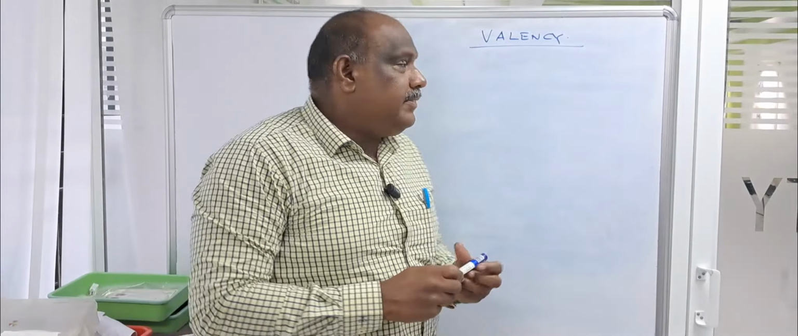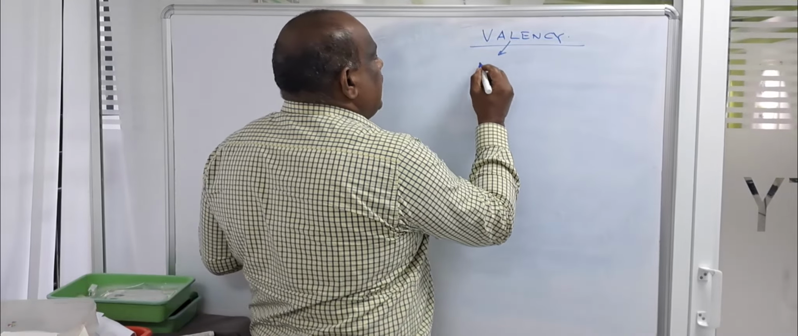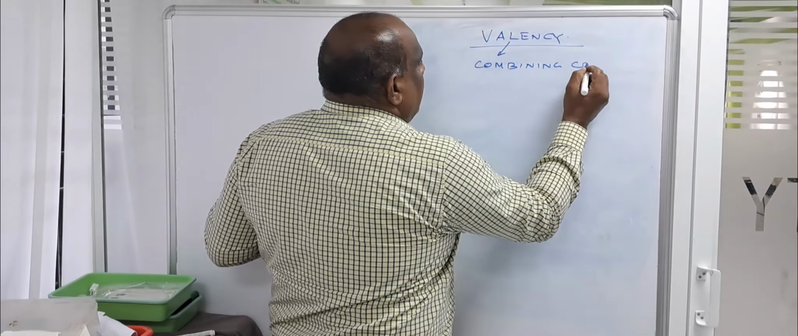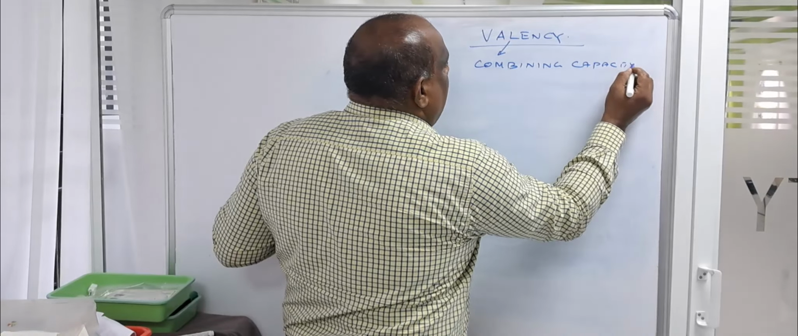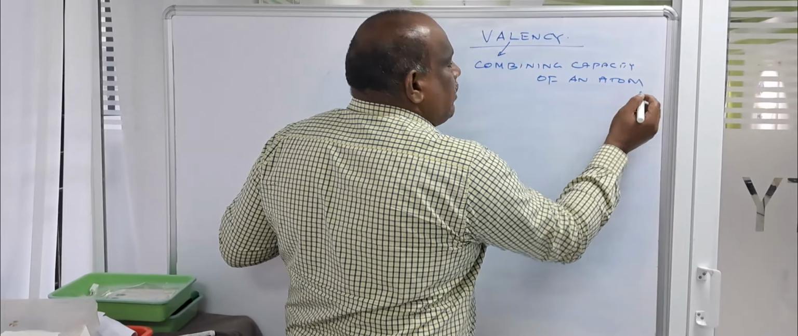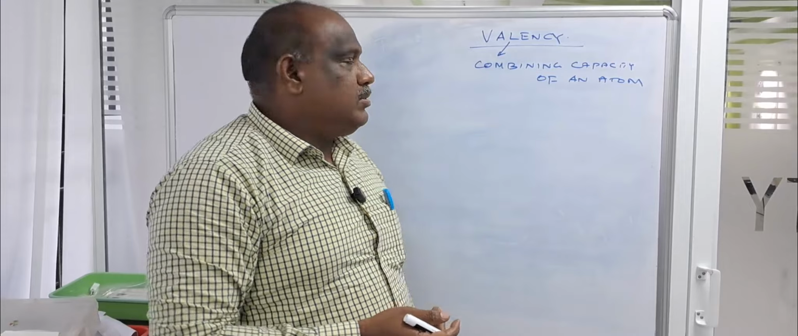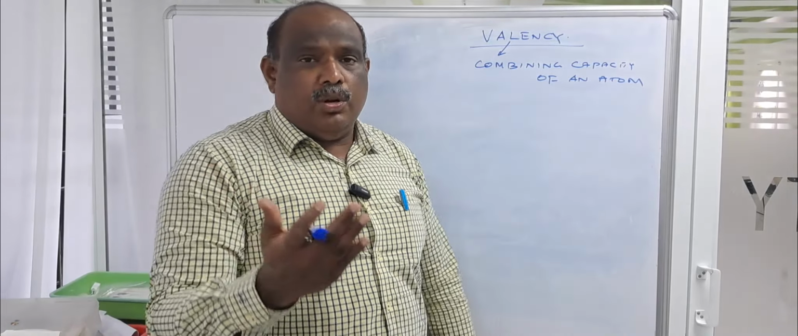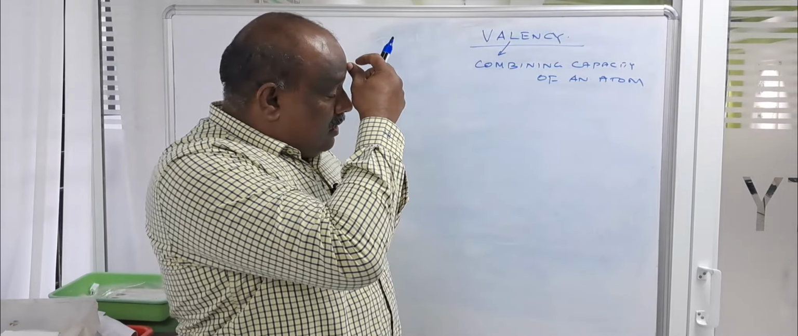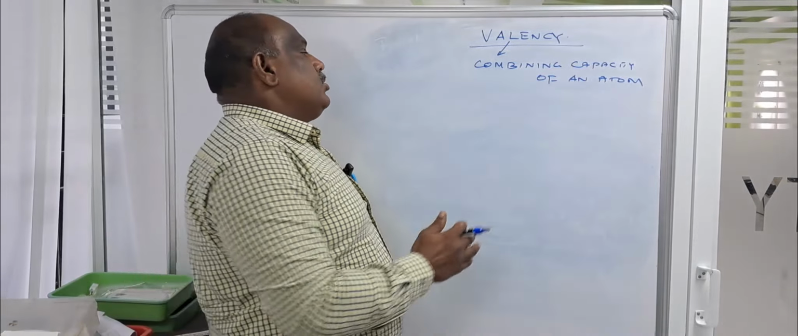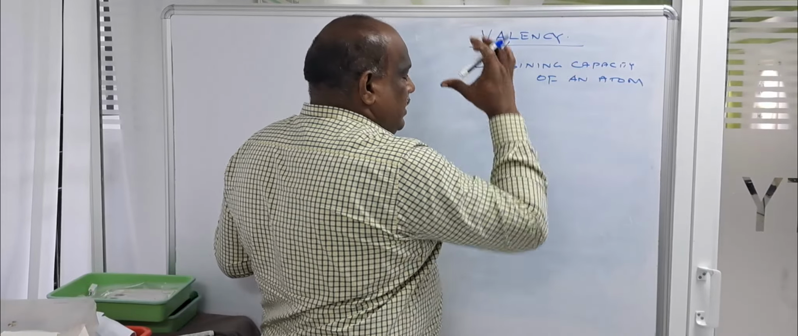So what is meant by valency? I can put it in layman's terms like this: combining capacity of an atom. Combining capacity of an element or an atom is known as valency, because an element is made up of a number of atoms. Sometimes I'll be using element, sometimes atom, so don't think it's different, because all elements have the basic atom. So combining capacity of an atom is nothing but valency.